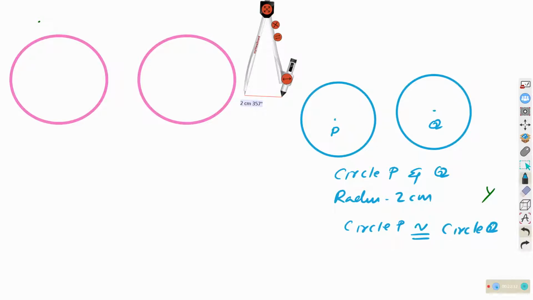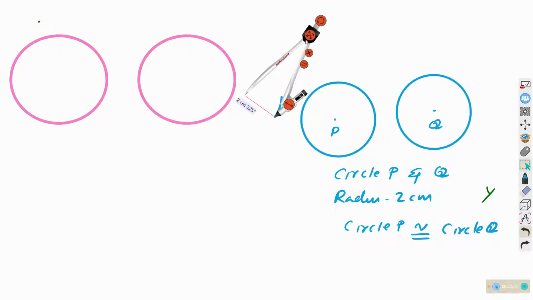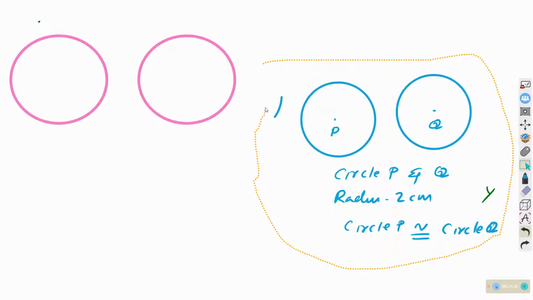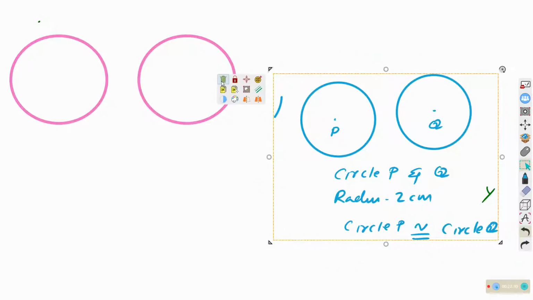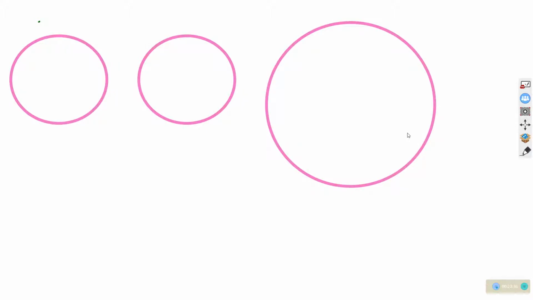In the case of circles, it is like that. Understood, my dear students? The circles are congruent when both their radii are congruent. Then the circles are congruent. That you should know, which is very important. In the case of line segments, they should have equal length. In the case of circles, this circle is not congruent with the first two circles.